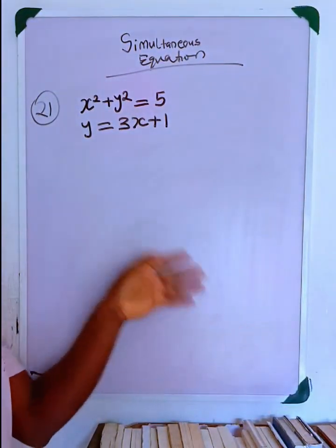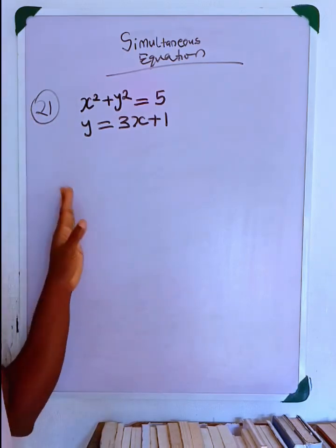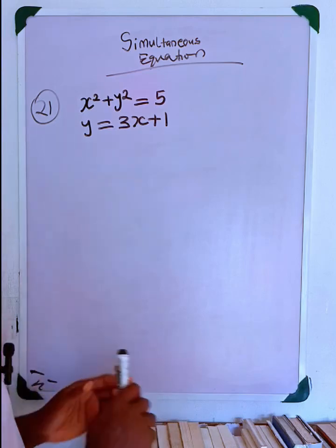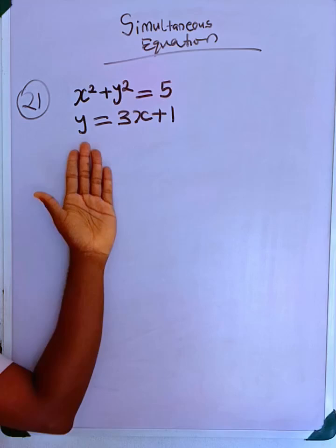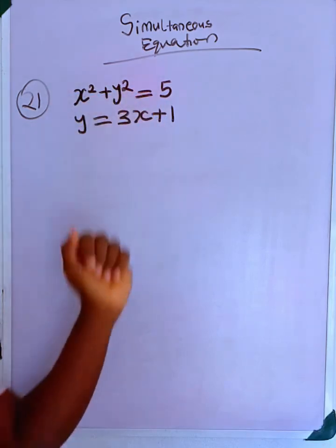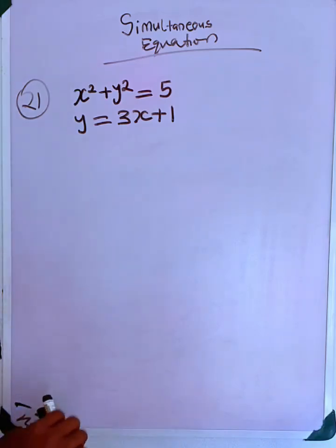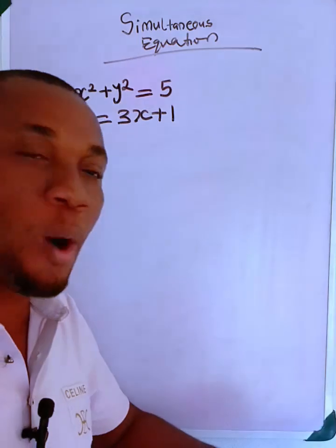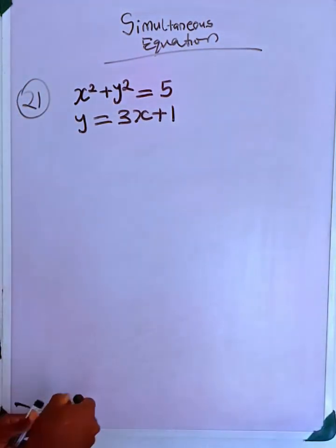Simultaneous equation challenge, 100 questions. We are still on number 21. Now we have a question on the board. Pay attention, don't be mesmerized when you see simultaneous equations like this with a sort of complexity. Just pay attention. We will determine the value of x, we will determine the value of y, and we will also prove our process. Let's go.